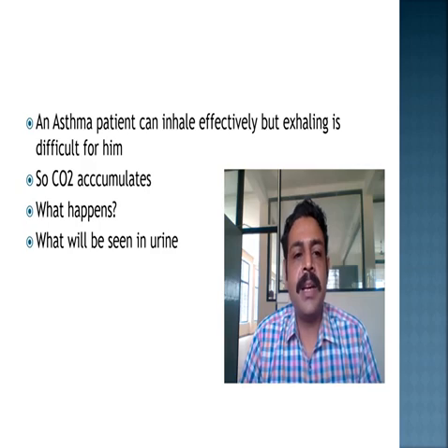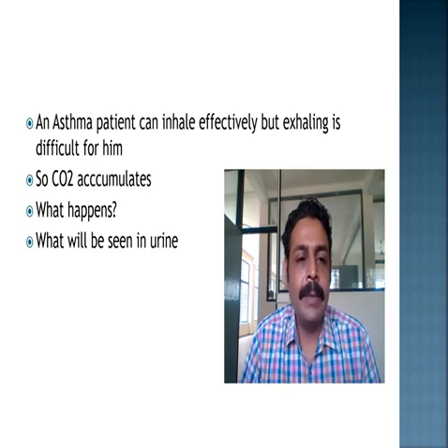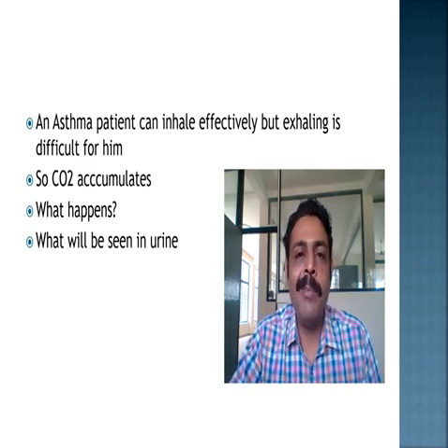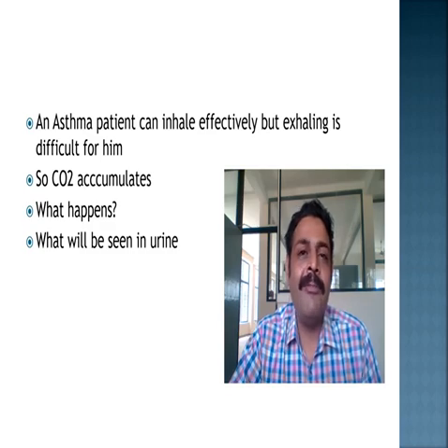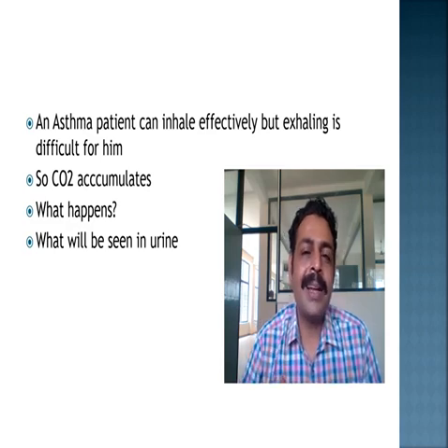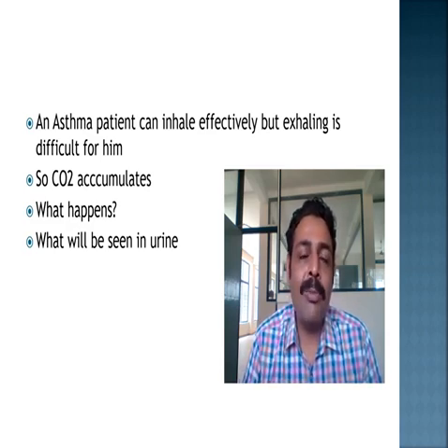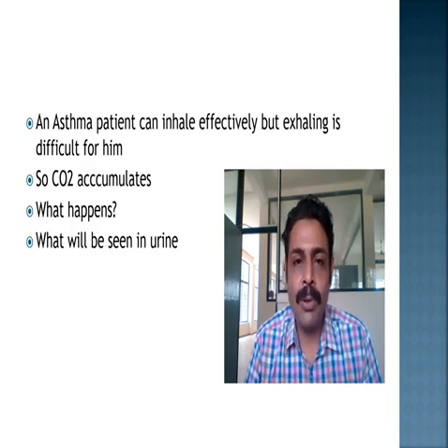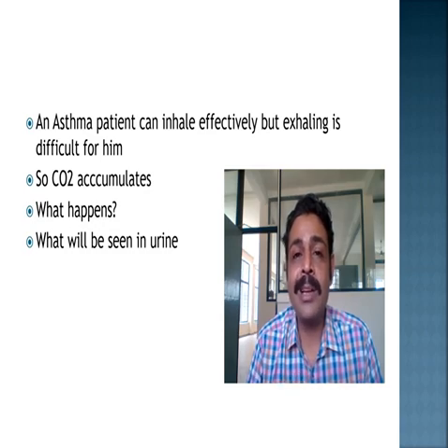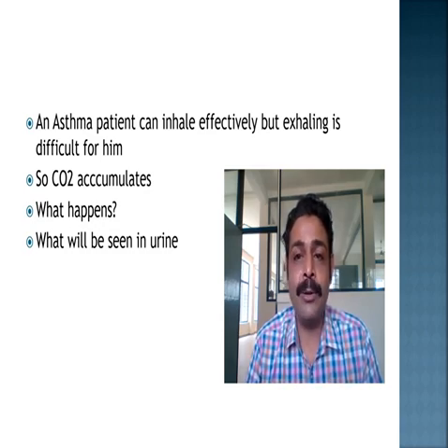We will come to the next case history. Asthma and COPD. A patient having asthma, what happens? He can breathe in. Inhalation will be easier, but exhalation will be difficult. So it's called obstructive disease. What happens inside him? Carbon dioxide will accumulate in his blood. So it's called hypoventilation. What happens when carbon dioxide increases? CO2 plus H2O becomes H2CO3. H2CO3 is carbonic acid. So the pH reduces. This is called respiratory acidosis.